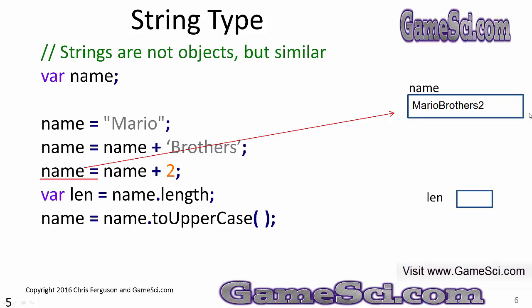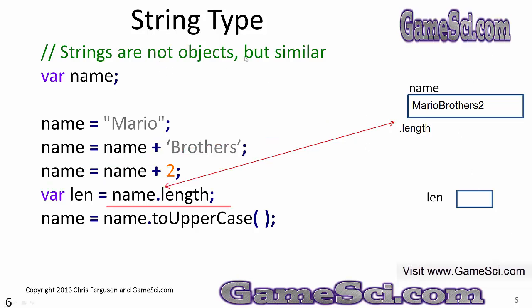Got that? Plus sign works differently depending on the context. Put it between two numbers and you'll do numeric addition. Put it between two strings, you'll do string concatenation. Mix the two and you'll do string concatenation.